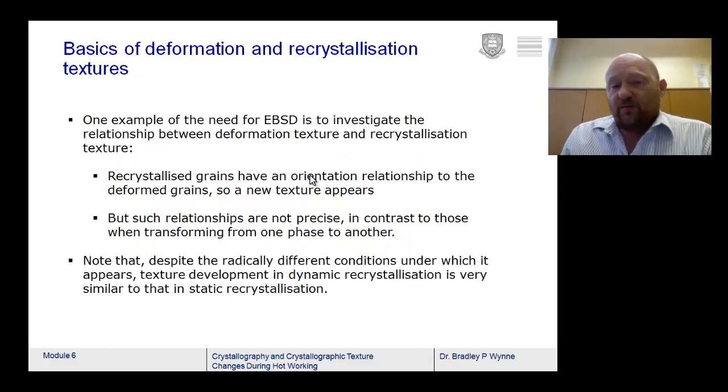One example of the need for EBSD is to investigate the relationship between deformation, texture and recrystallization. Recrystallization grains have an orientation relationship to the deformed grains, so a new texture appears. But such relationships are not precise, in contrast to those when transforming from one phase to another. So therefore we really need to understand this problem. In fact, it's one of the biggest problems we have in thermomechanical processing at the moment. Note that despite the radically different conditions under which it appears, texture development in dynamic recrystallization is very similar to static recrystallization. Okay, we'll leave it there for the time being.